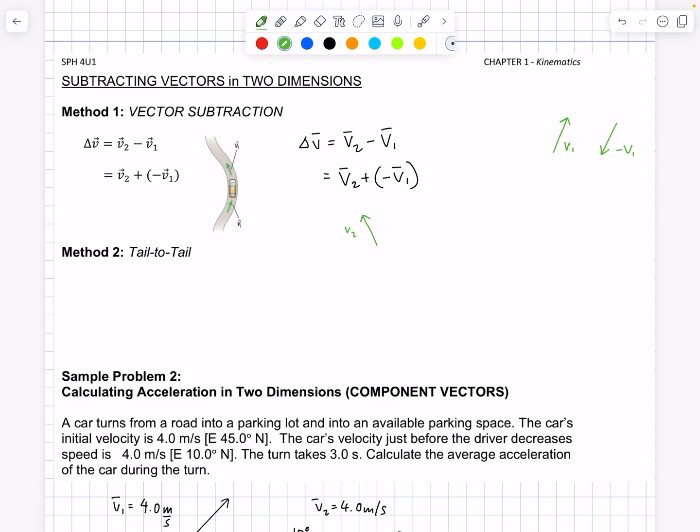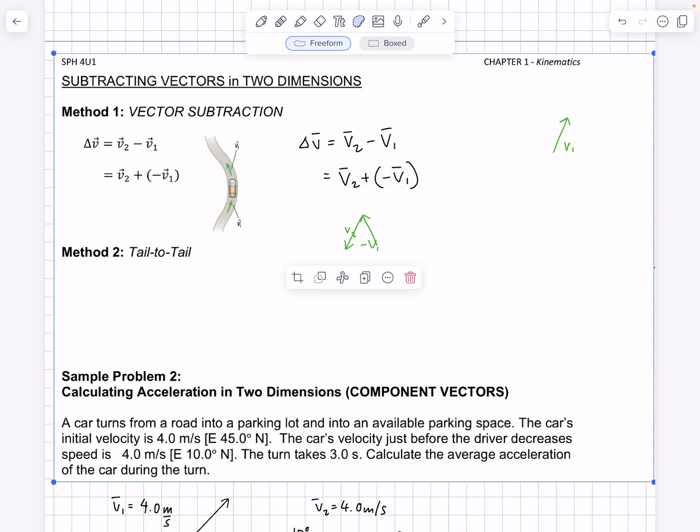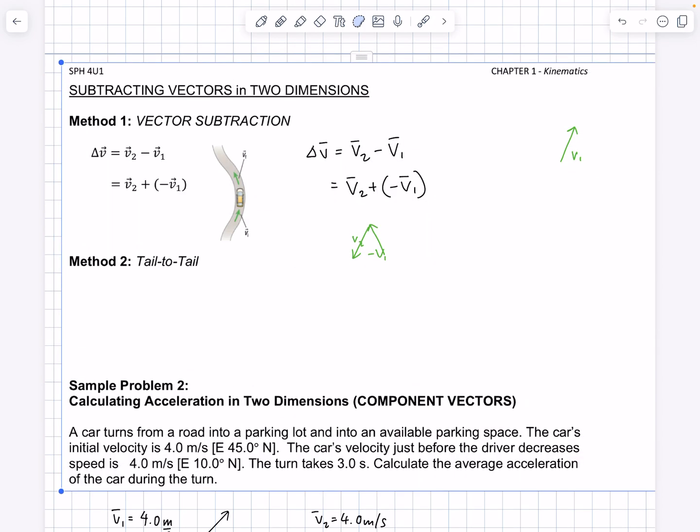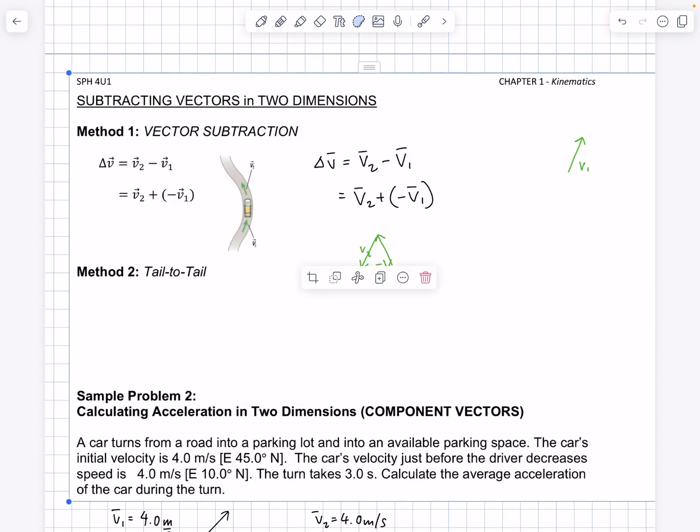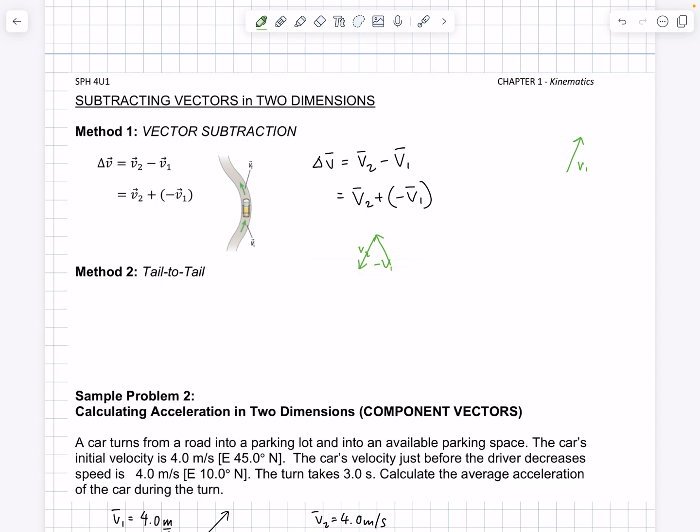So I can add negative v1 and positive v1 tail to tip. And our answer would be the line that joins these two together, tail to tip. So our answer, delta v, would be this line here.